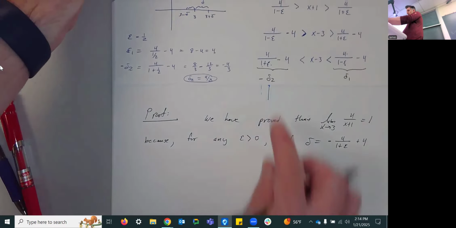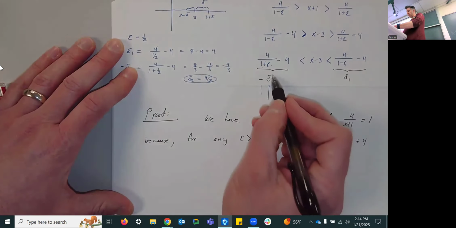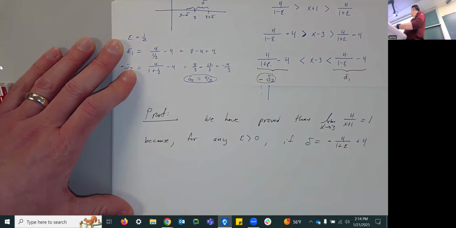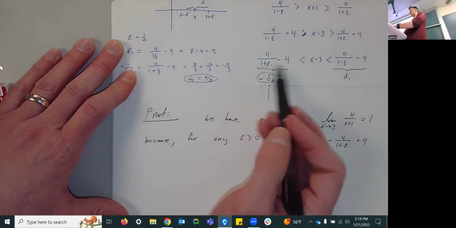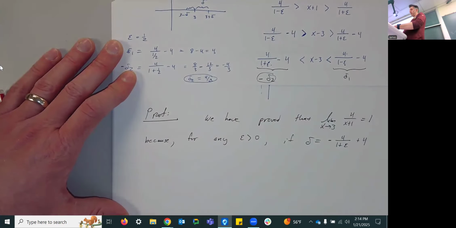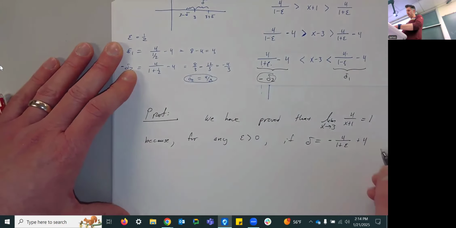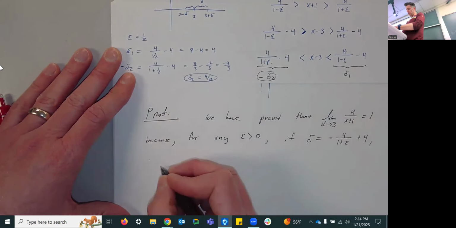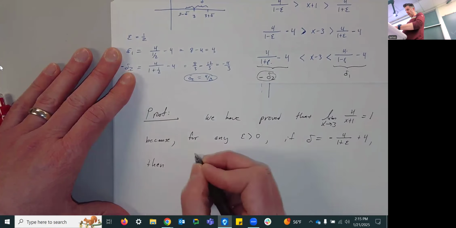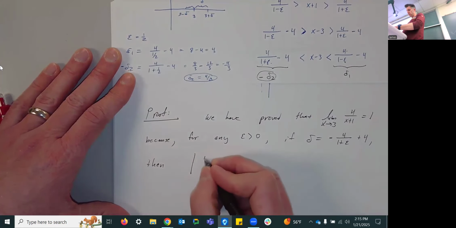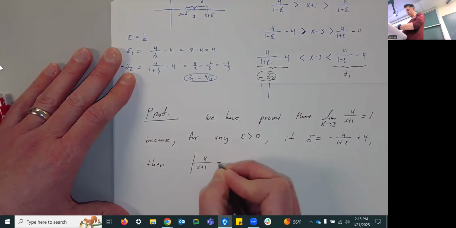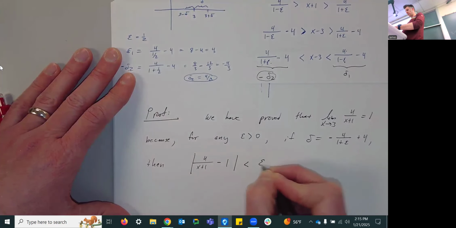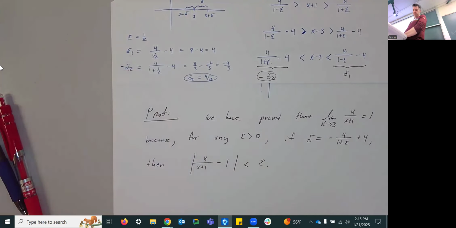Right, so we were picking delta 2. That was our choice. Well, that's negative delta 2, so delta 2 is negative like that. But if that holds, then it is true that the absolute value of our function minus the limit is less than epsilon, which proves it.